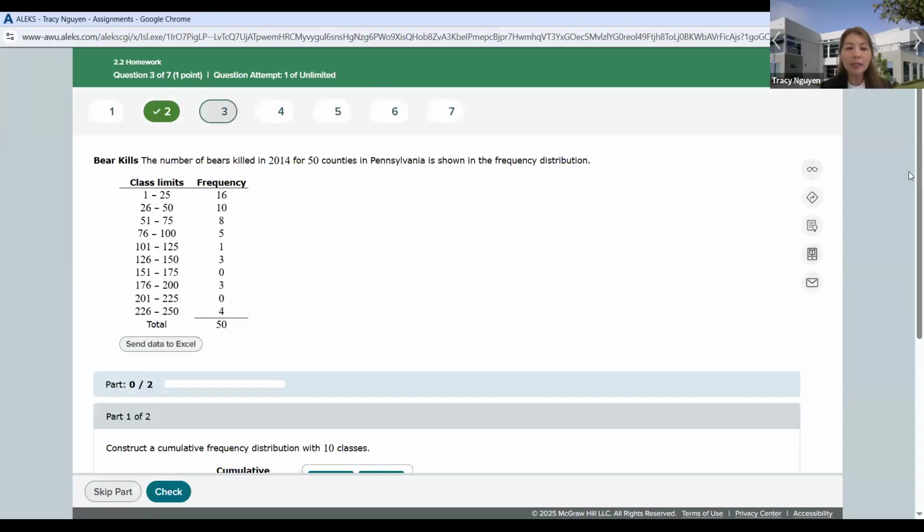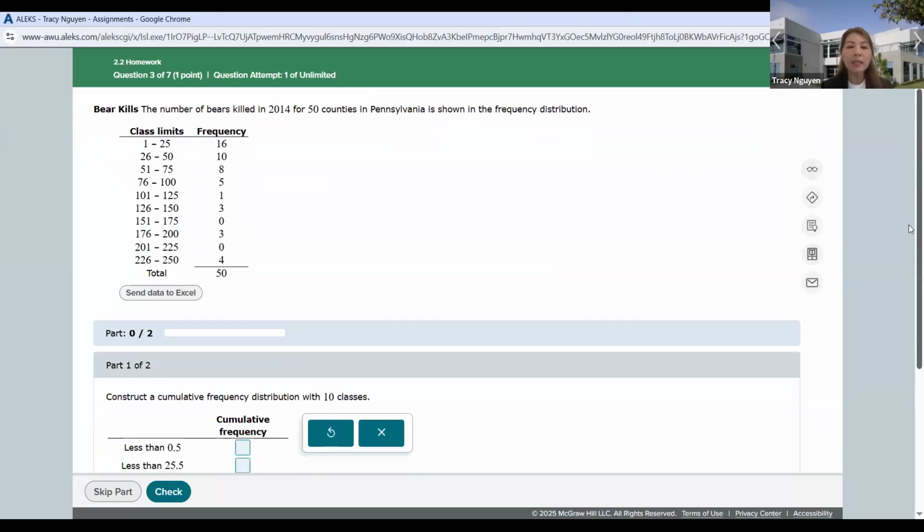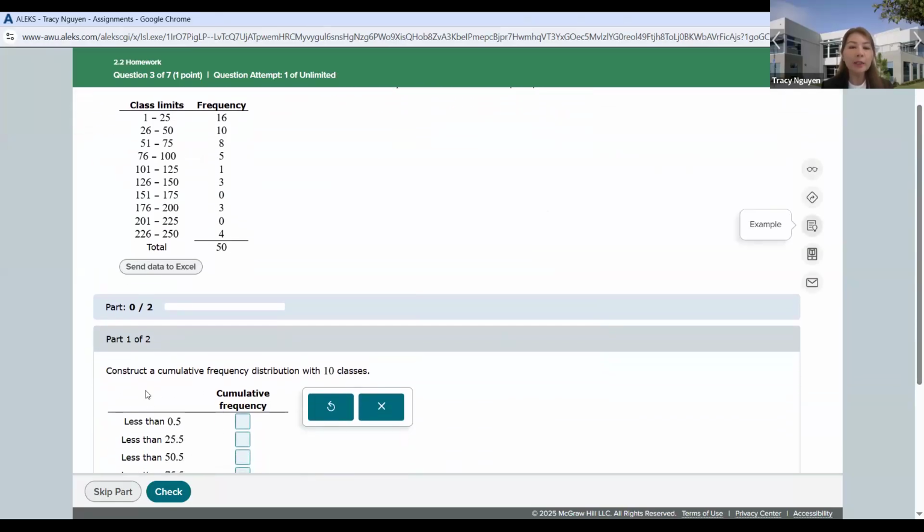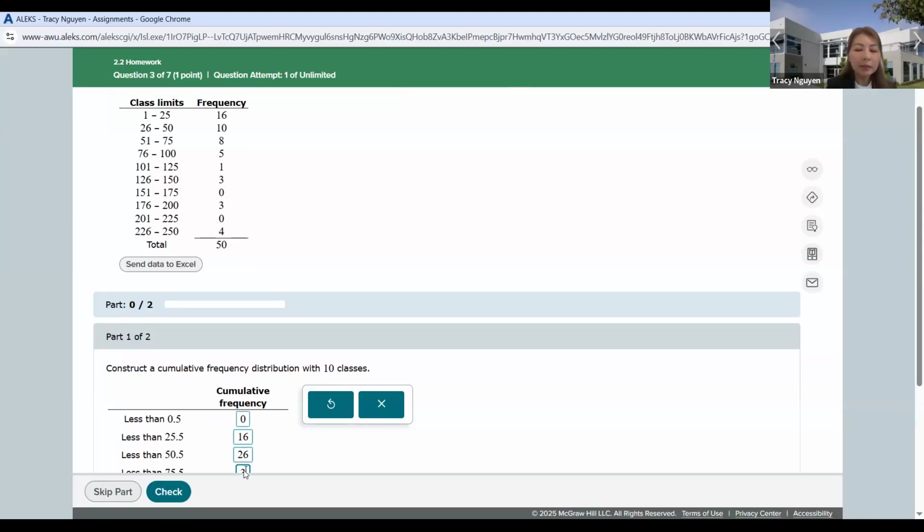And the last graph would be on an ogive. But before we get to an ogive, it's asking us to construct a cumulative frequency distribution. So what you notice here, our class limit from 0.5 to 25.5 with the frequency of 16. So it's less than 0.5. And like I highlighted for you, the very first one is 0. Next, we have 16, and 16 plus 10, we have 26. 26 plus 8, which we have 34.